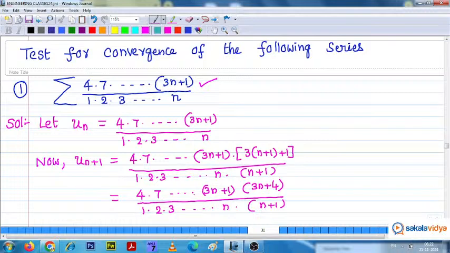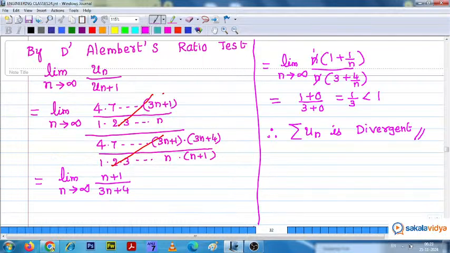4 into 7 and so on, 3n plus 1 into 3n plus 3 plus 1, that is 3n plus 4, divided by 1 into 2 into 3 and so on n into n plus 1. Next, by D'Alembert's ratio test, we need to evaluate the limit of un by un plus 1 as n tends to infinity. Limit n tends to infinity, un by un plus 1, we are going to evaluate it.